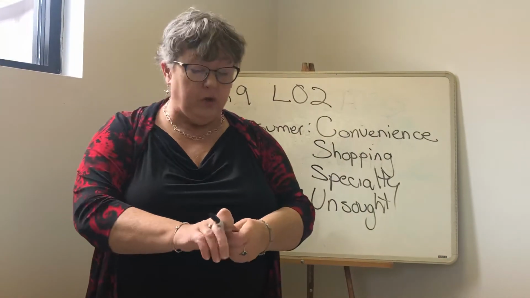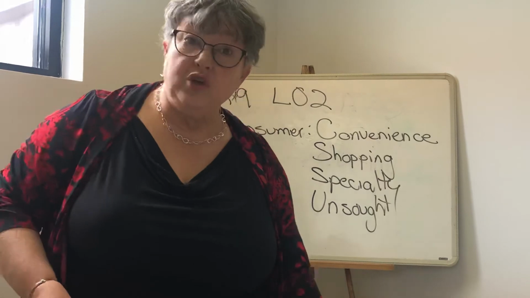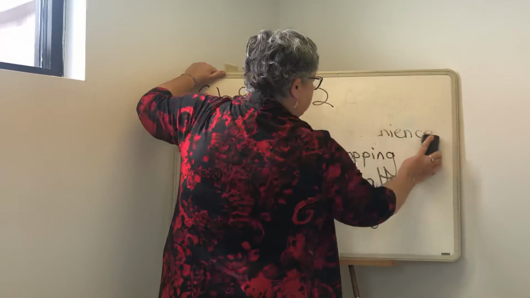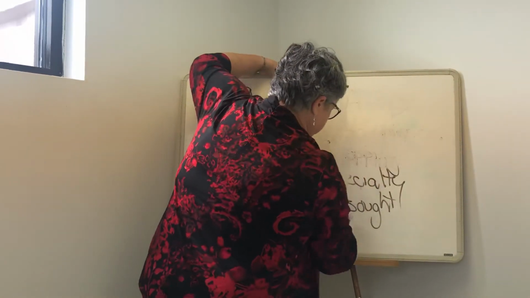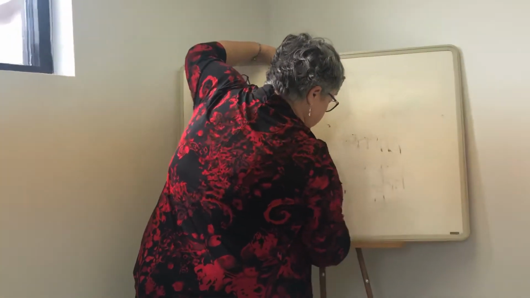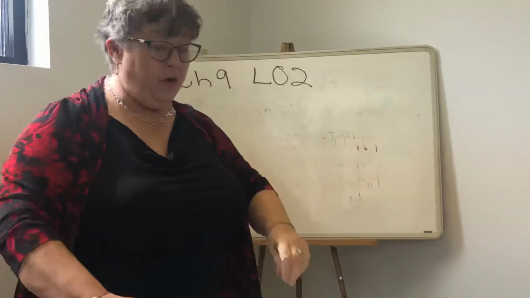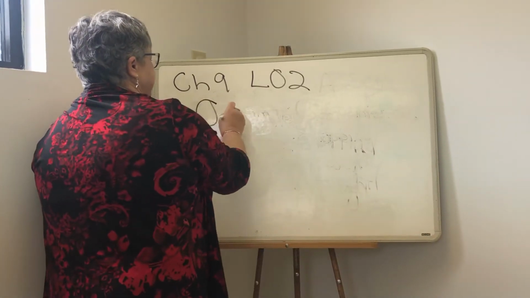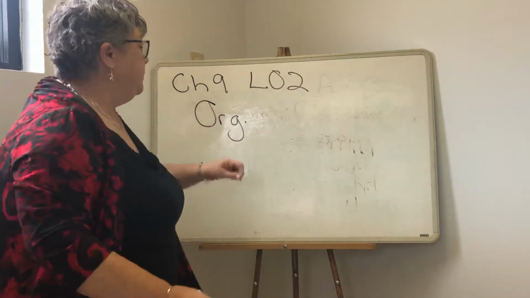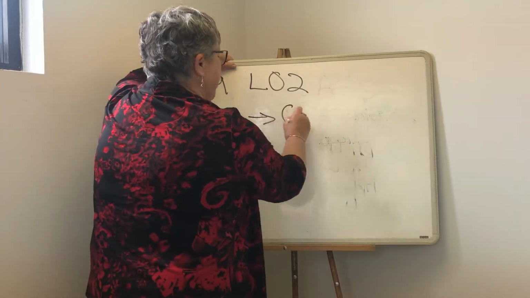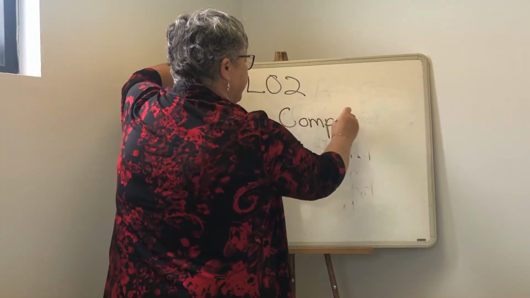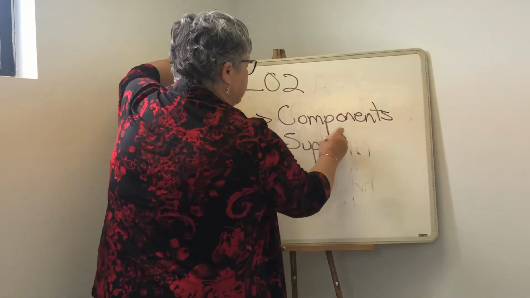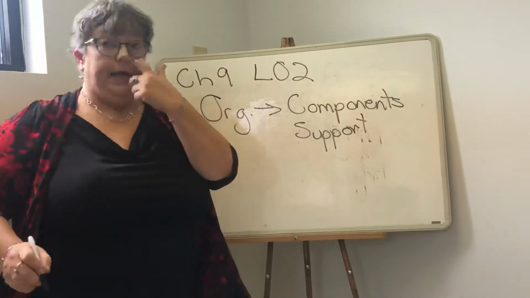We'll move now to the organizational products. And with the organizational products, we tend to put those into 2 categories. So these are organizational products. We're still on learning objective 2. And we have components, which will go into the product we're selling. And then we have support products, things that help us to keep the business running.